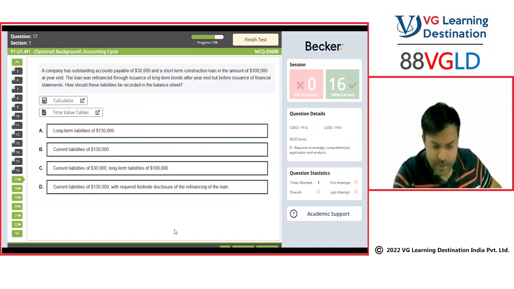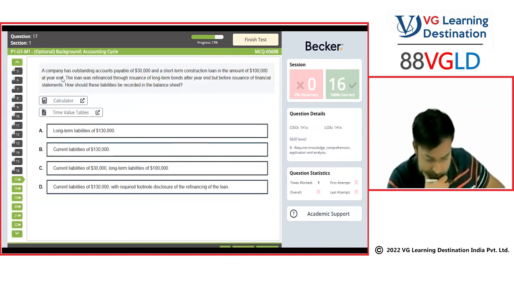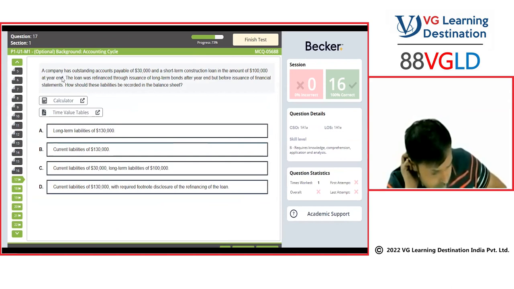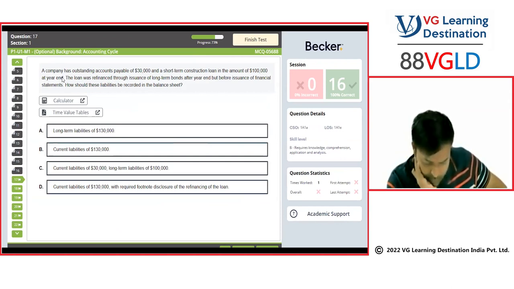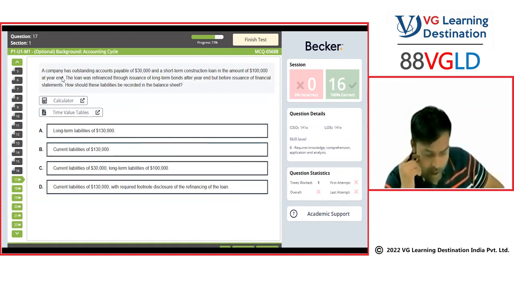The company has outstanding payables of 30,000 short term. You're saying C for this. Okay. The company has outstanding payable of 30,000 short term, construction loan is going to be 100,000. The loan was refinanced by the issue of long term bonds after the year end before the issuance of the financial statement. How should these liabilities be recorded in this case?